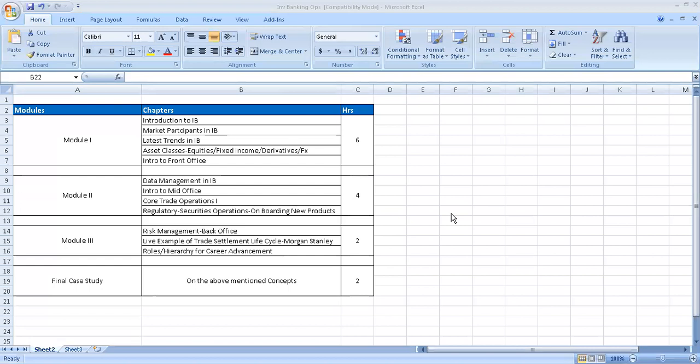Module 2 is all about data management. You need to understand what data we need to source and how we can use it. This is mainly to form static data. And then comes your middle office, because as you have already seen the front office, then comes what exactly the activities will be in the middle office. This will also cover the core trade operations. Say if you want to book a trade, it goes through a series of cycles and various participants as well.